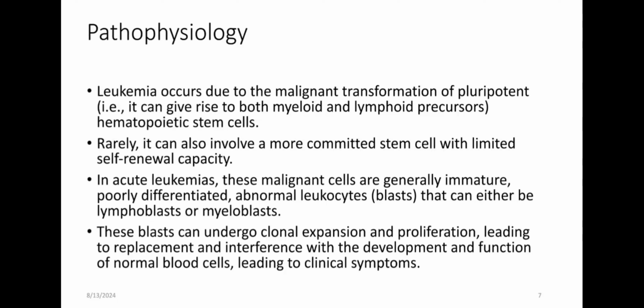Pathophysiology. Leukemia occurs due to the malignant transformation of pluripotent hematopoietic stem cells, which can give rise to both the myeloid and lymphoid precursors. Rarely, it can also involve a more committed stem cell with limited self-renewal capacity. In acute leukemias, these malignant cells are generally immature, poorly differentiated, abnormal leukocytes, which are blasts that can either be lymphoblasts or myeloblasts. These blasts can undergo clonal expansion and proliferation, leading to replacement and interference with the development and function of normal blood cells, leading to clinical symptoms.